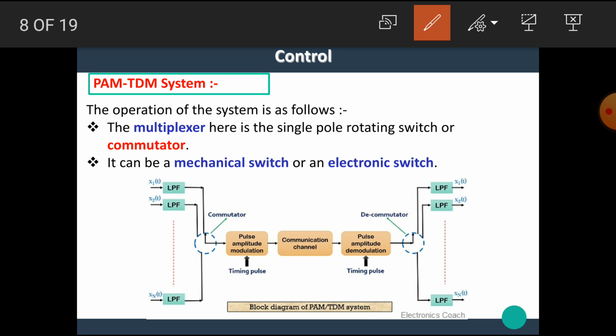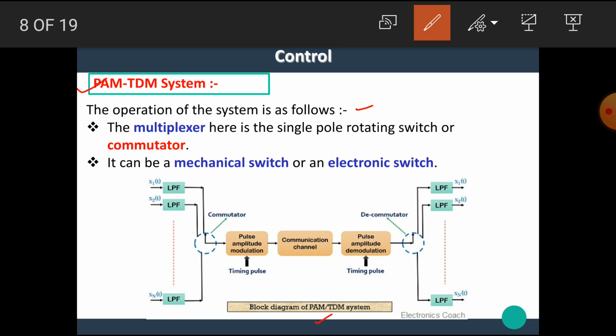Now, let's see the types of time division multiplexing system. PAM TDM system, that means pulse amplitude modulation time division multiplexing system. The operation of the system is as follows. Here the block diagram for the PAM TDM system is shown.